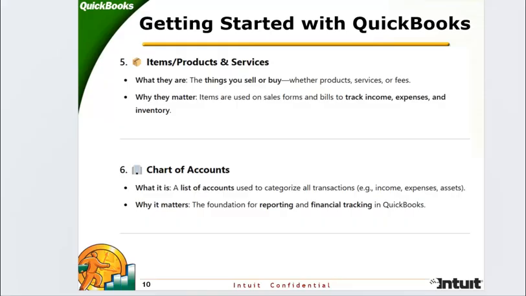Next is your items, products, and services. What are they and why do they matter? Items and products and services are things you sell or buy, whether it's product or services and or fees. Why do they matter? Items are used on the sales form and bills to track income, expenses, and inventory. These are very important to your invoicing. Chart of accounts. What are they? They are a list of accounts used to categorize all transactions, including income, expenses, and assets. Why does it matter? They are the foundation for reporting and financial tracking of QuickBooks.